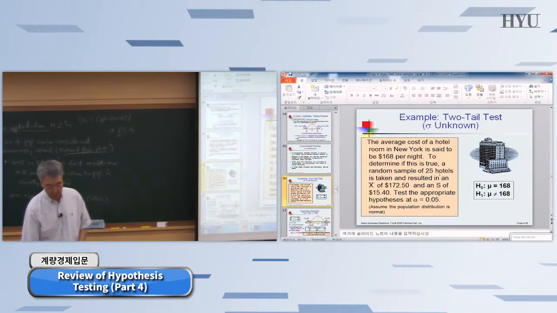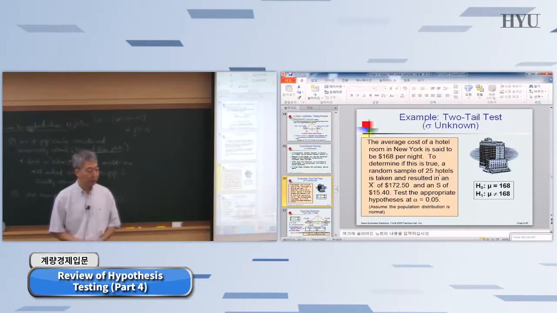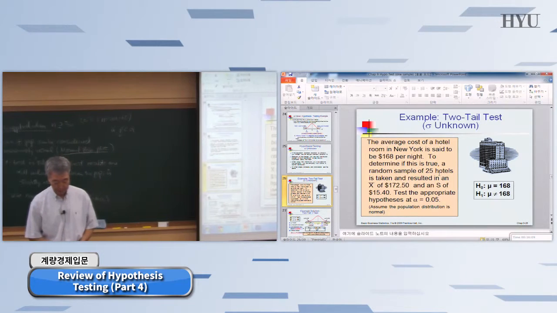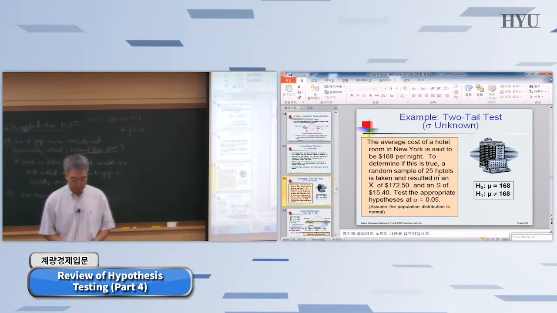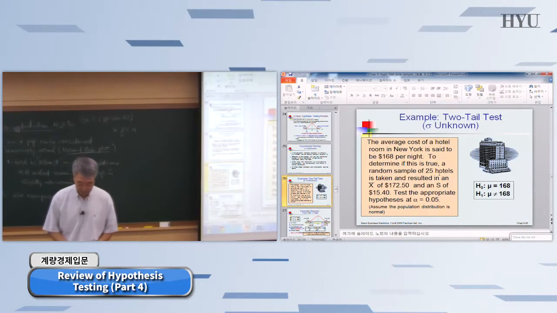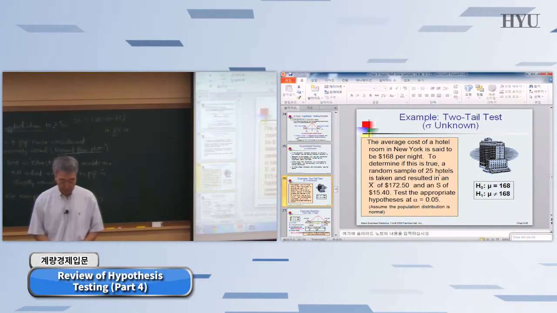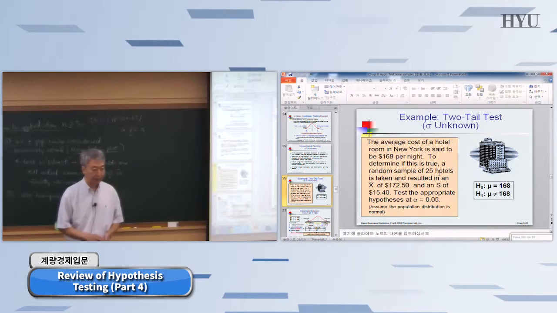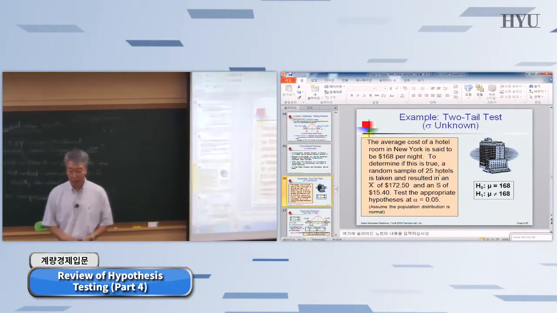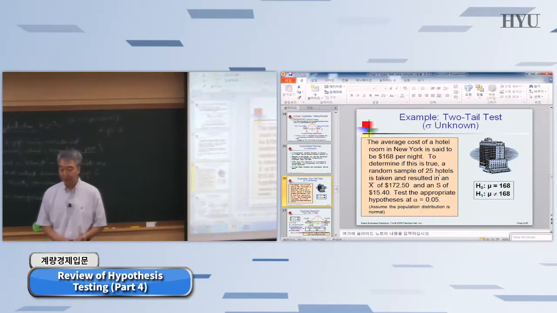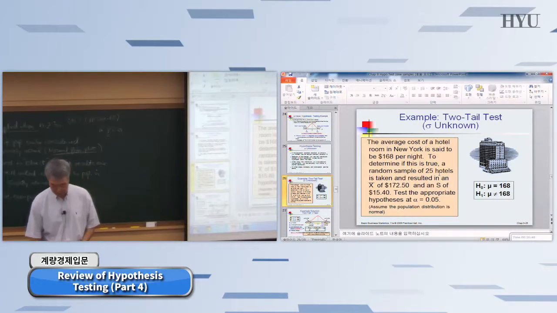Unfortunately, we have only 25 observations. You have a random sample of 25 hotel room prices and calculated the mean value. The sample mean came out to be 172.5, which is a little bit higher than 168, and the sample standard deviation came out to be $15.40. Run the test with an alpha level of 0.05. Here it says assume the population is normal. So even though the sample size is smaller than 30, you can just go ahead and run the t-test because we are assuming the population is normal.